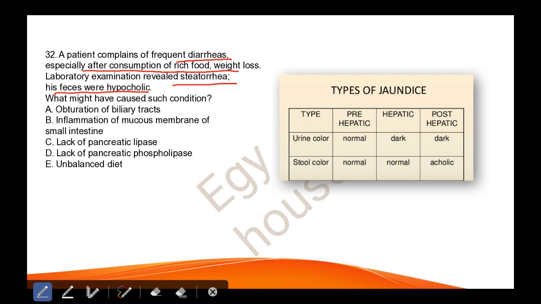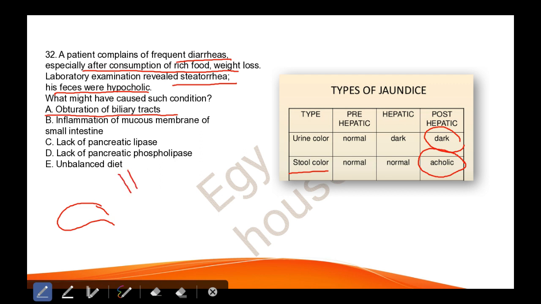of feces. The hypocolic or acolic is the same, actually, because the normal color of feces should be dark. But if we're having a pale color of feces, that means we're having a post-hepatic type of jaundice, and this is because of the obturation of biliary tracts.